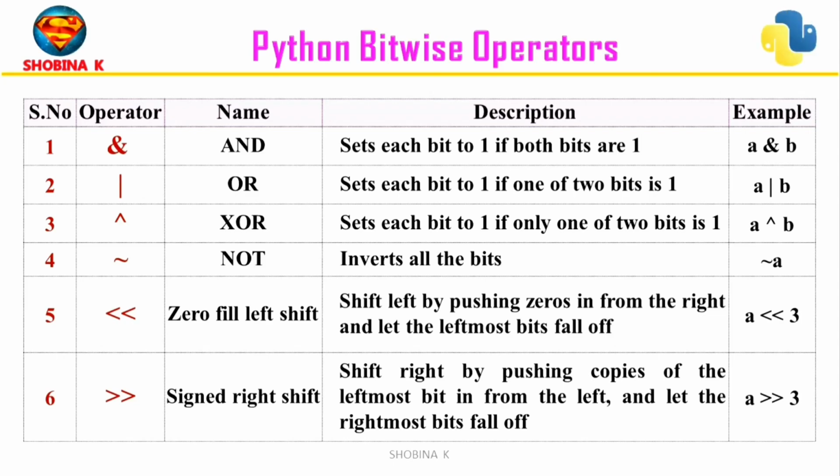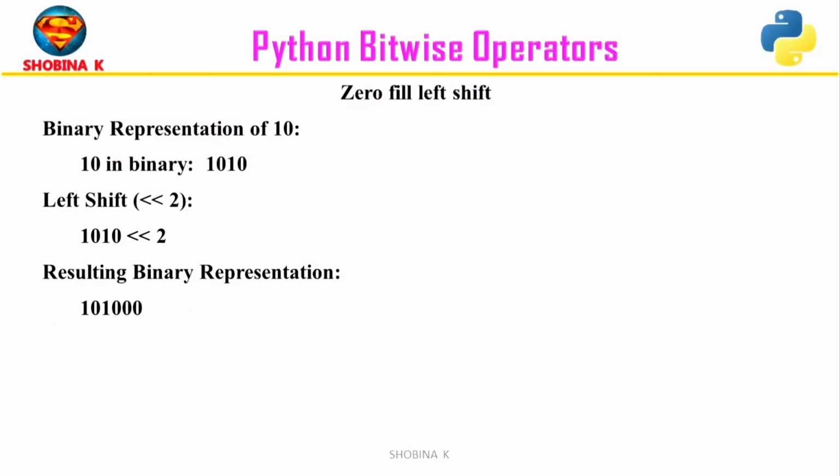The left shift operator shifts the bits of the first operand to the left by the specified number of positions, and it fills the vacated positions with 0.